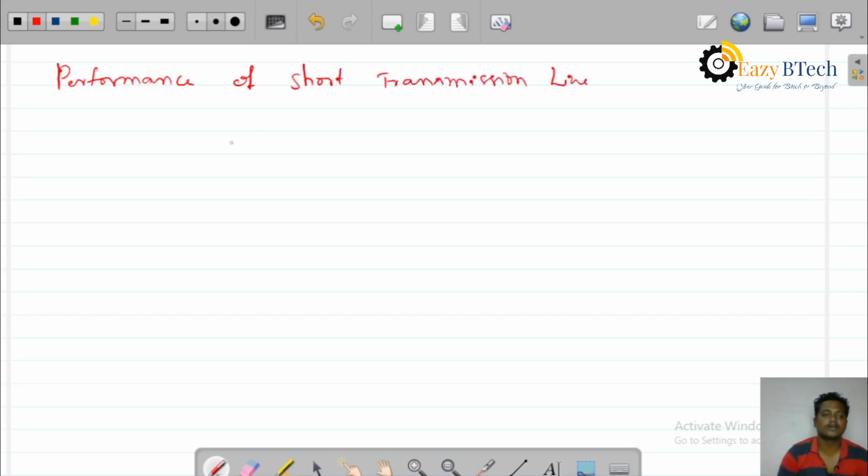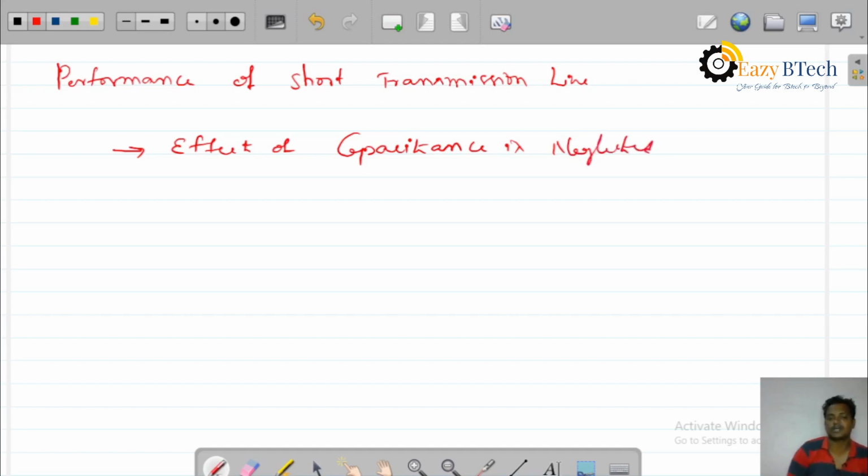In short transmission line, the effect of capacitance is neglected. Keep in mind, the effect of capacitance is neglected because it is very small. Why is it neglected? We do not consider the capacitance effect in short transmission line, therefore it gives a simple calculation in short transmission lines.